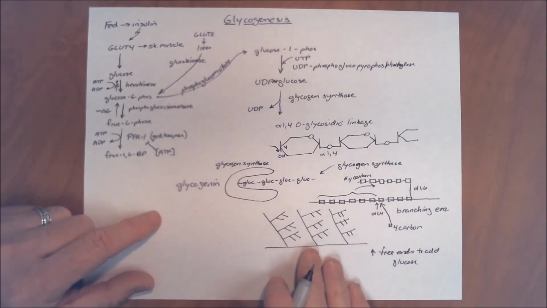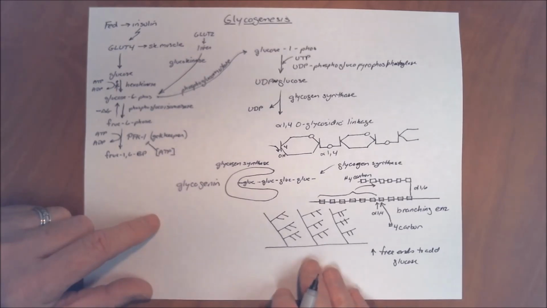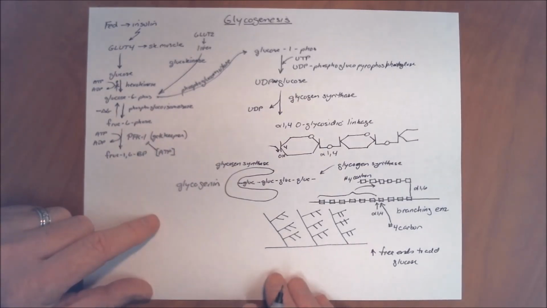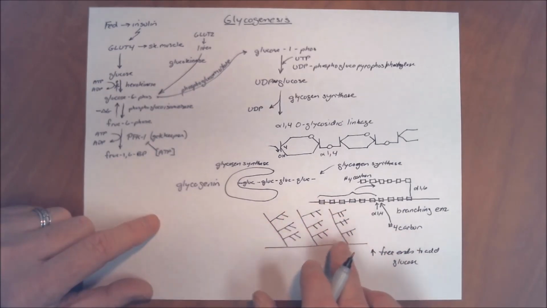Now this is vital to the function of glycogen because we want plenty of free ends to add to, because we want to construct glycogen as quickly as possible in the fed state. And then the opposite, during the fasting state, when we need glucose released from our glycogen stores, we need to rapidly release it, and now we have plenty of ends to work on.